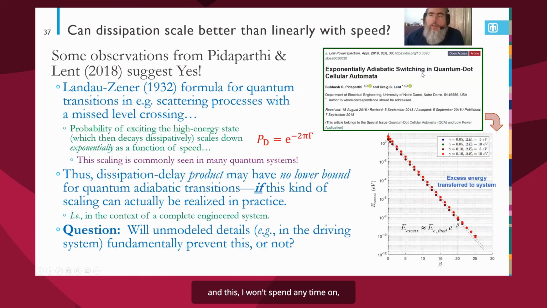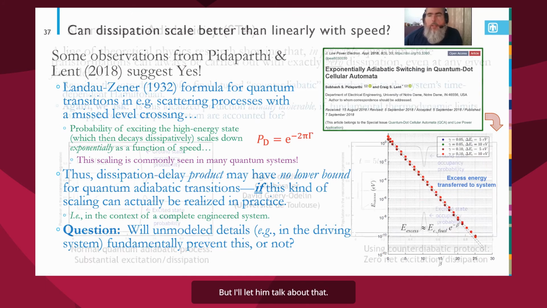And this I won't spend any time on because we have a whole guest speaker on that, Dr. Pittaparthi, and he's going to talk about this apparent result that you can actually get exponential scaling of dissipation with speed in certain quantum systems. And so this is very attractive because it would mean there's no practical lower bound on dissipation delay product. And that would have extremely significant practical benefits if you can actually realize this in a complete engineered system. But I'll let him talk about that.